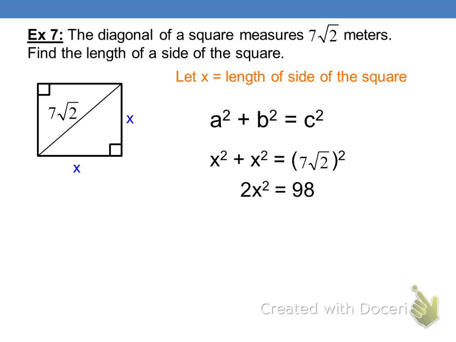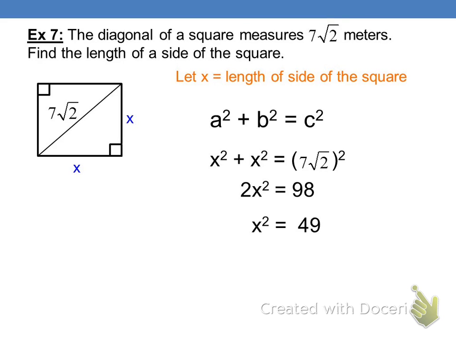Okay, back here. 7 times 7 is what? 49. What is square root 2 squared? 2. What is 49 times 2? You still have to multiply them. All right, from here, what should I do? Divide by 2.